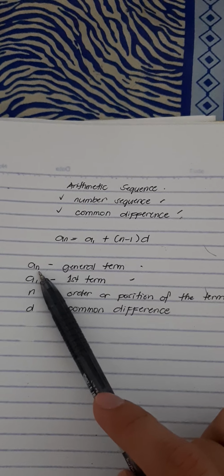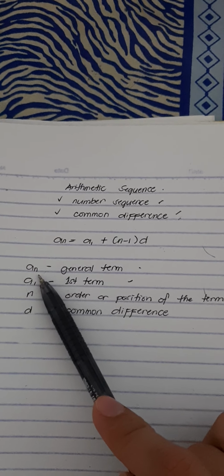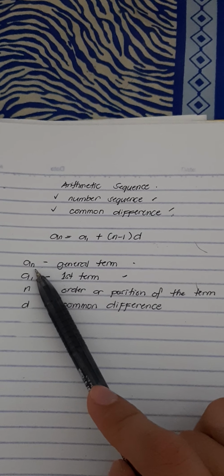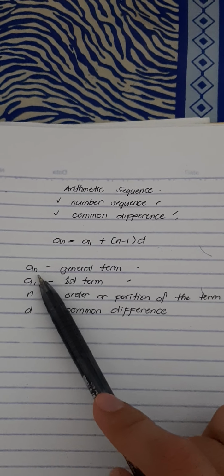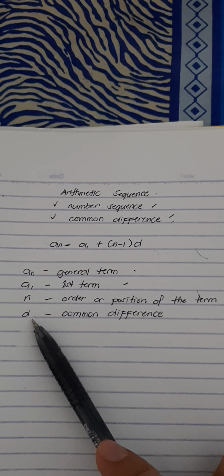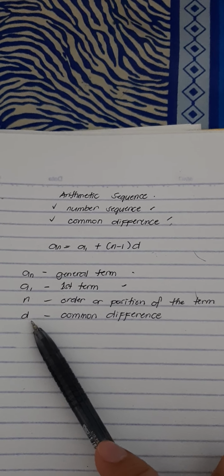For example, you have here a sub 3. So you are referring to the third term or the third order of the given sequence. And d refers to the common difference of the given arithmetic sequence.